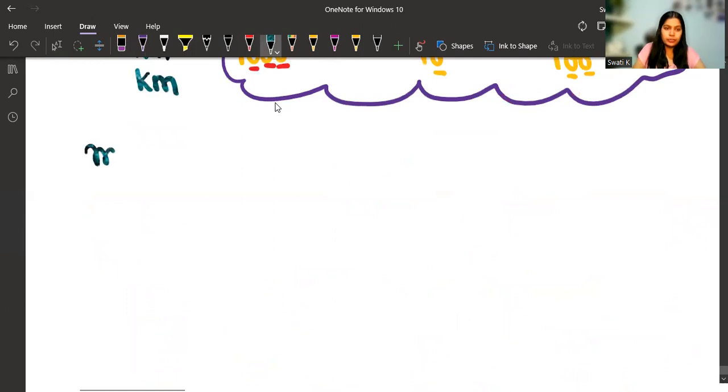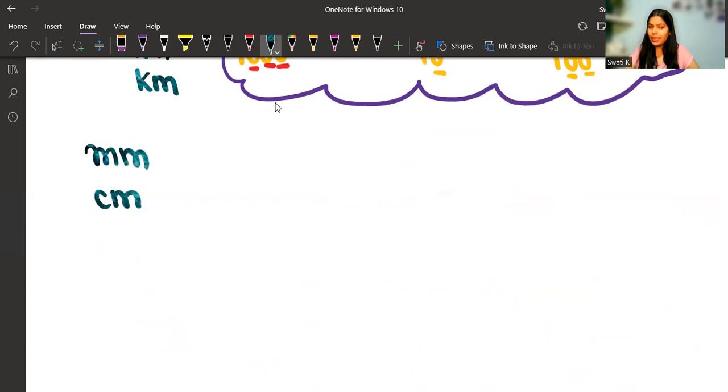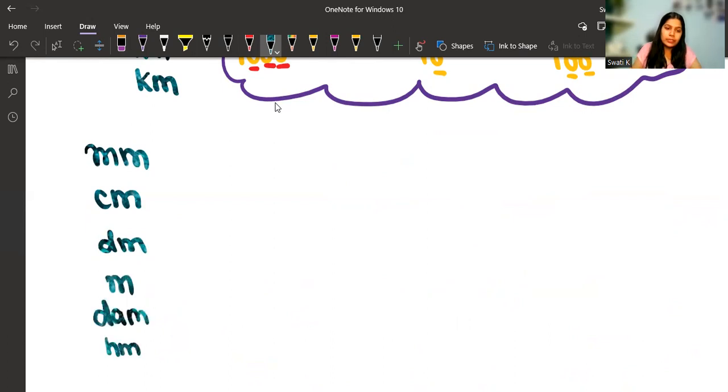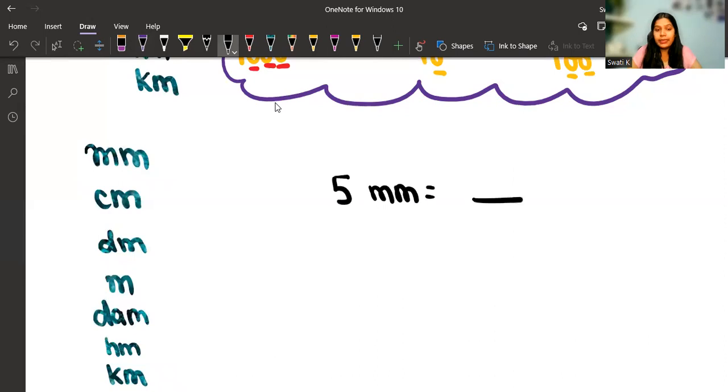How do we divide? Let me write this down again. As many times as I'm writing, I already know the sequence, but do you know that as many times as you write, you will become better and better? So millimeter, centimeter, decimeter, meter, decameter, hectometer, kilometer. Now let me take some examples. For example, you want to find 5 millimeter equals how many meter?